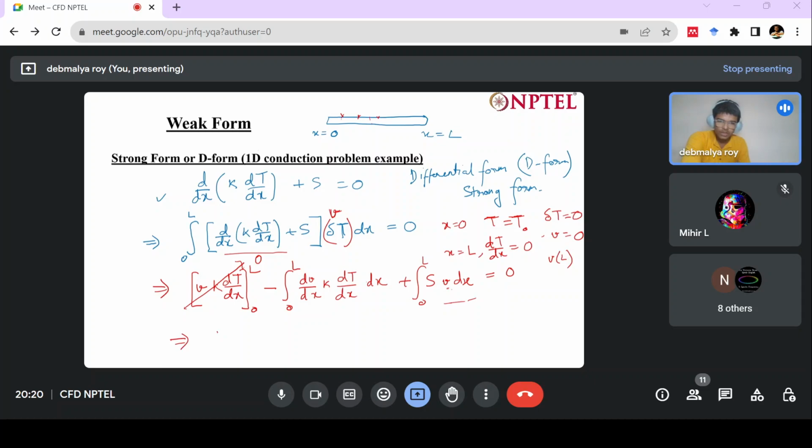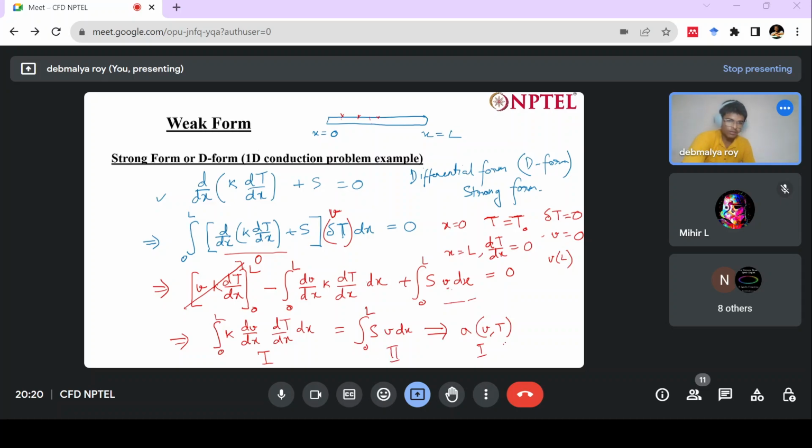Yeah. So we have now come to this kind of a function: integral from 0 to L of dv/dx dt/dx dx is equal to integral from 0 to L of S v dx. Okay. So we will again come back to this. This can be represented like a v comma t. So this first term, this is this.